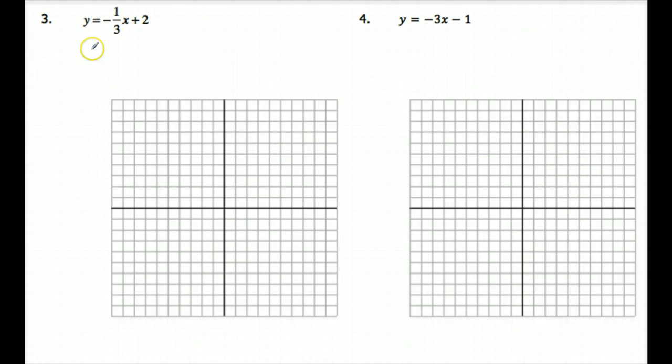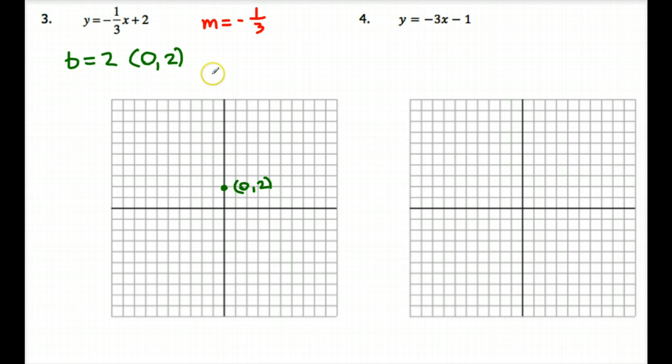Okay, looking at number 3, now we have y equals -1/3 x plus 2. So my b value for this one is +2. That means that my y-intercept, which is where I'm going to start, is the point 0, 2. So I'm going to be above my origin for this line. It's going to be going through this point right here, 0, 2. My slope for this line is -1/3.